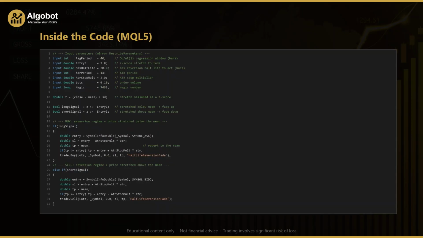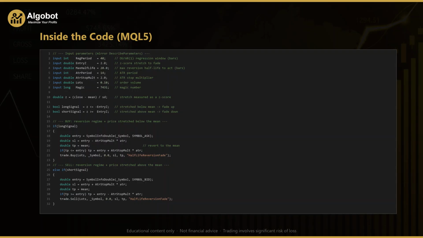Let's read through the actual MetaTrader code. At the top are the input parameters you can adjust in the strategy tester. RegPeriod, defaulting to 40, is the regression window, how many closes the model studies. EntryZ, defaulting to 2, is the z-score stretch required to fade. MaxHalfLife, defaulting to 20, is the slowest reversion half-life the strategy will accept. ATR period and ATR stop multiple, 14 and 2, define the stop distance. Lots sets the order size, and magic tags the trades so the EA can recognize its own positions.